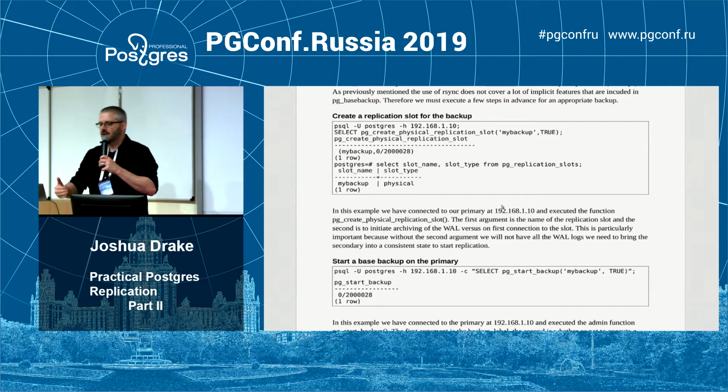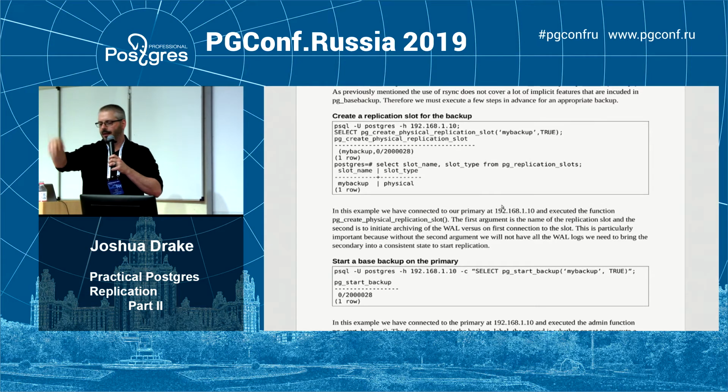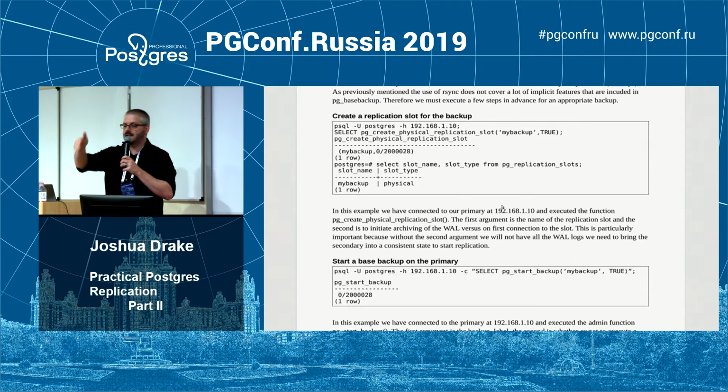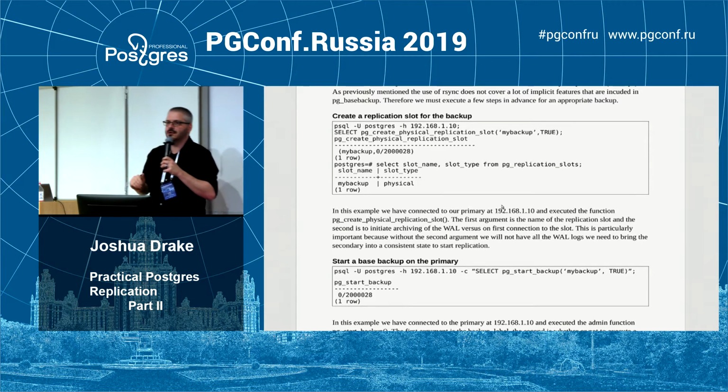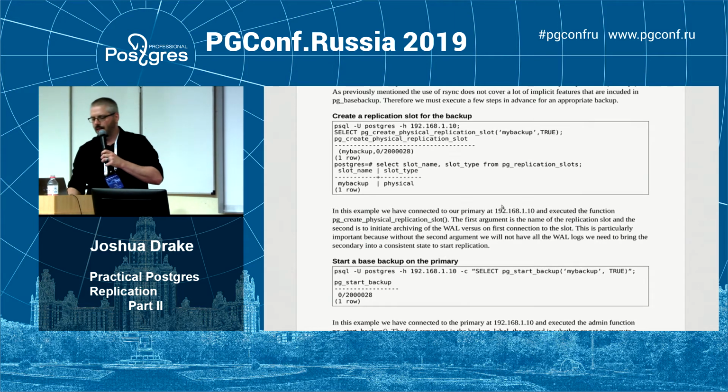Okay? So it shows that I created it. Boom, there's my backup. There's its LSN location. Don't worry about that. It's not even really all that important unless you're doing debugging. SELECT slot_name, slot_type FROM pg_replication_slots; Boom, there it is. Slot name, my_backup. It is a physical slot. It's ready to go. I have verified it's there. I can now move on to the next step.